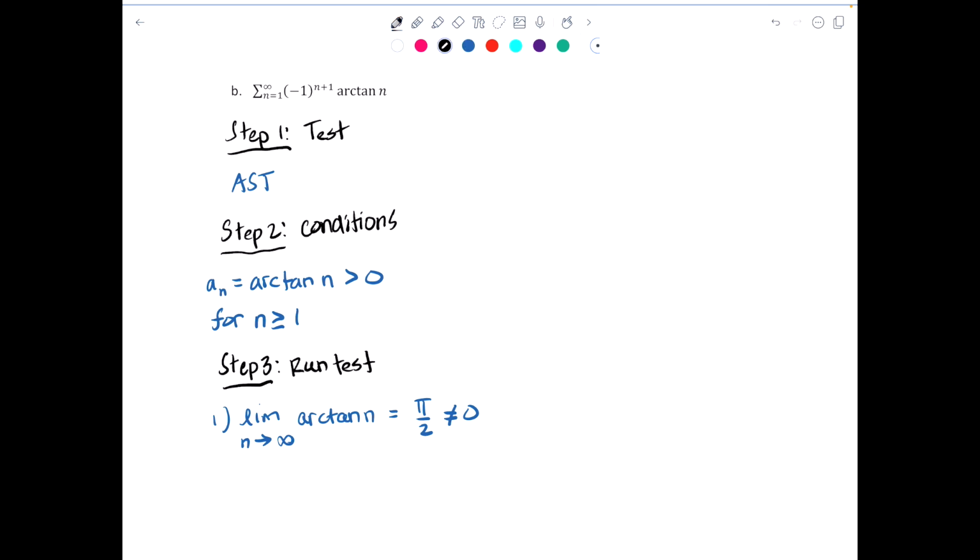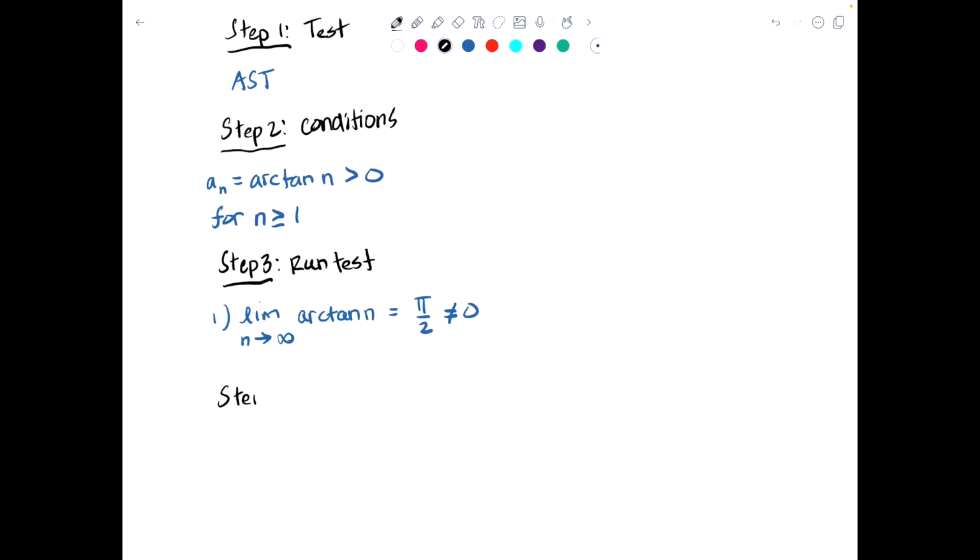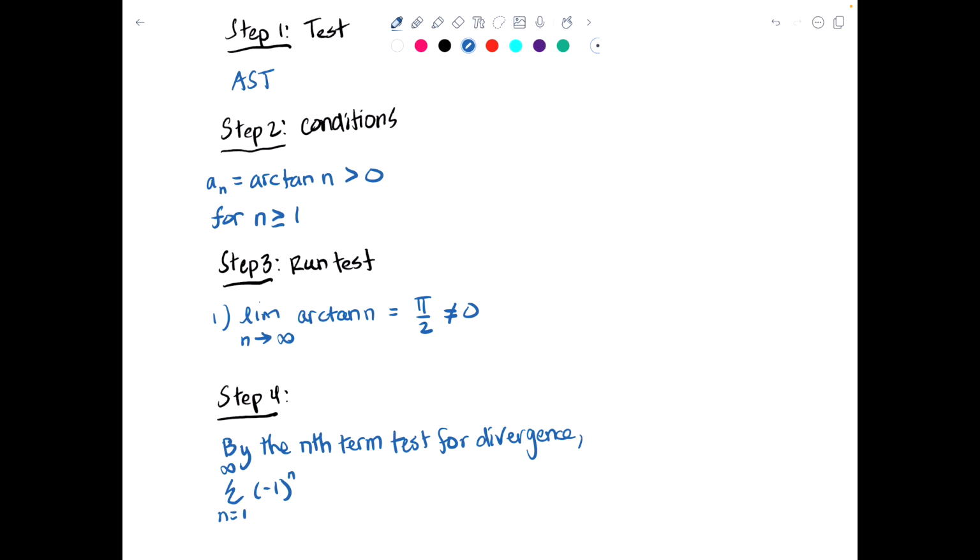So what's our conclusion on this? It fails that condition, but by the nth term test for divergence, the summation as n goes from 1 to infinity of negative 1 to the n plus 1 times arctangent of n diverges.